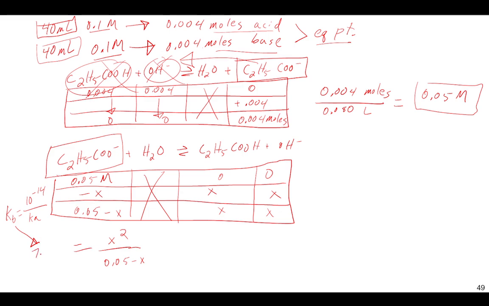Here I get 7.69 times 10 to the negative 10 as my Kb. And now I can solve for x by neglecting x. Solving for x, 6.20 times 10 to the negative 6. That is less than 5% of 0.05, so that's a safe assumption. And now I have my amount x.